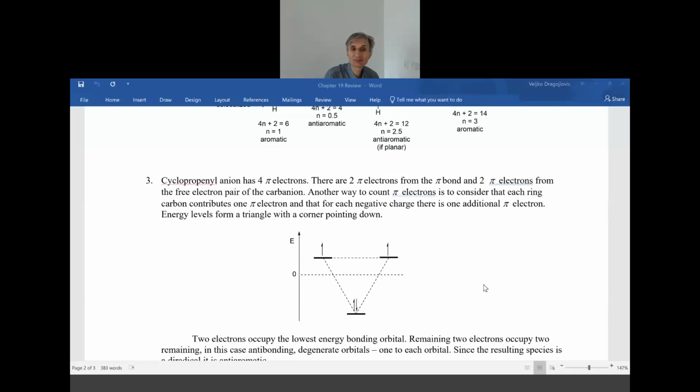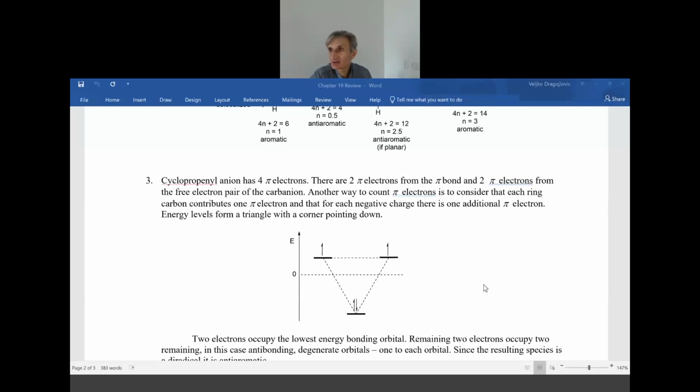So how many pi electrons do we have? We have 4. The way to figure that out is that cyclopropenyl anion has a double bond. So there are 2 pi electrons from the double bond, and then the anion, carbanion, means that there is a free electron pair on the carbon.